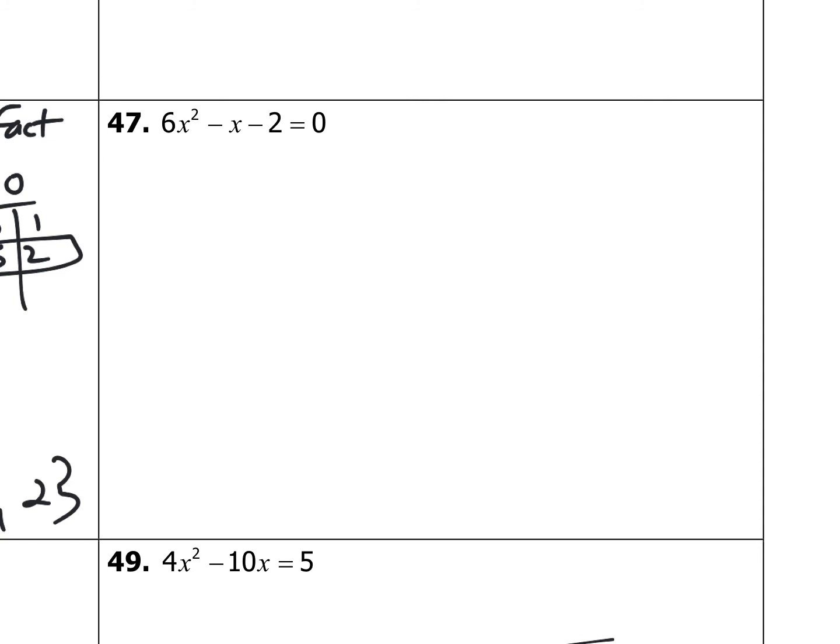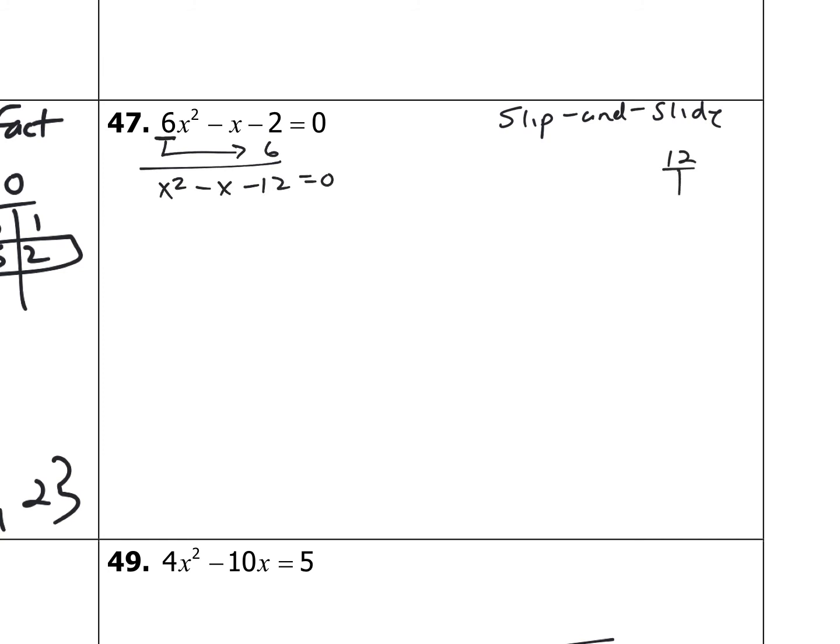So really quickly, I realized that this trinomial, this quadratic in standard form, has an a greater than 1. So I'm going to be using slip and slide. So I'm going to slip and multiply, and I get x squared minus x minus 12 equals 0.